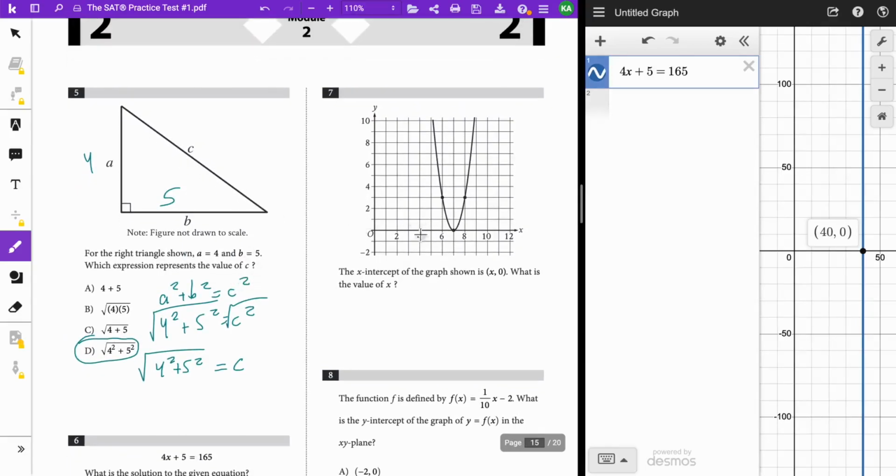About number 7, the x-intercept is (x, 0). What's the value of x? Well, that's easy, because the x-intercept is where it crosses the x-axis, and obviously that point is 7.